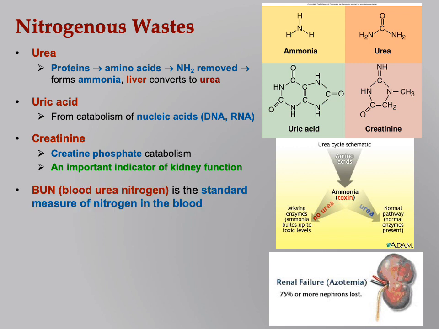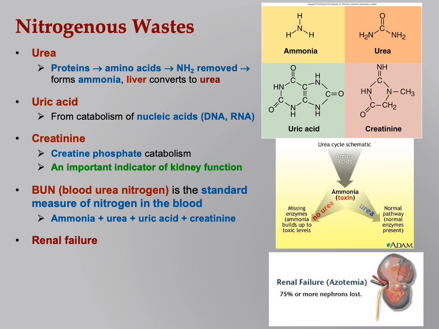BUN, blood urea nitrogen. This is the standard measure. If you look at somebody's blood work, you'll see their BUN. This is the sum of all the different nitrogenous wastes. So ammonia, urea, uric acid, creatinine. There's some of all of that in your blood. There's not that much ammonia. There's a lot of urea. Not as much uric acid, a lot of creatinine.